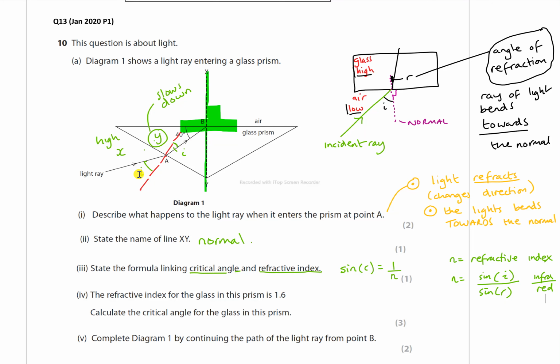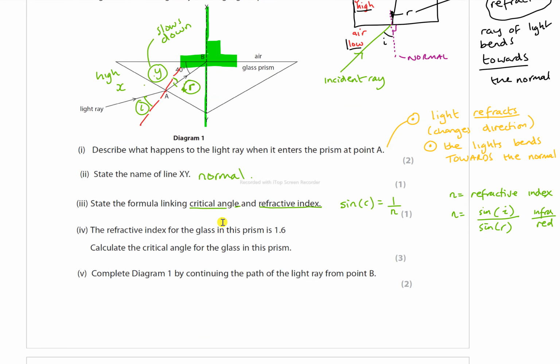So it's the angle of incidence. Did I call that R? I believe I did that. So it's going to be less than R, I. So this is R and this is I. Incidence, refraction. Right.